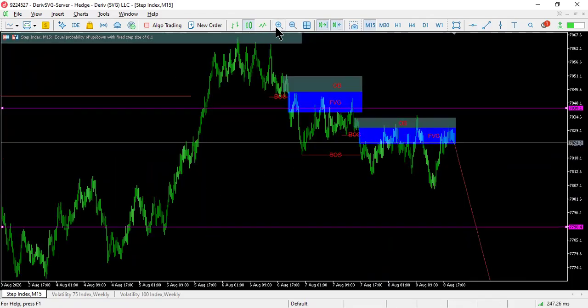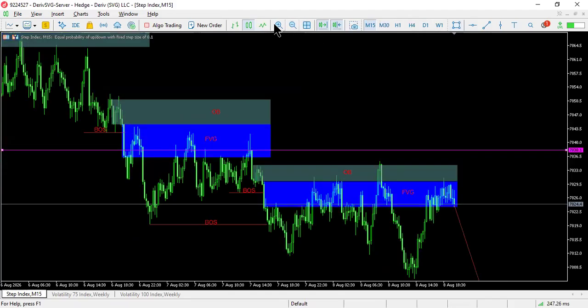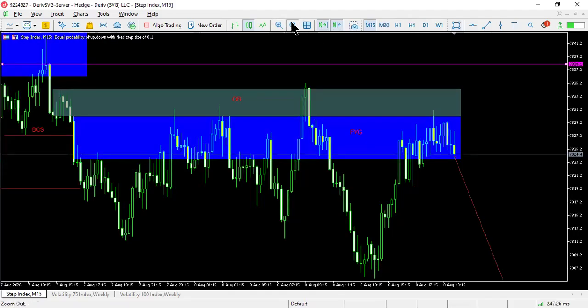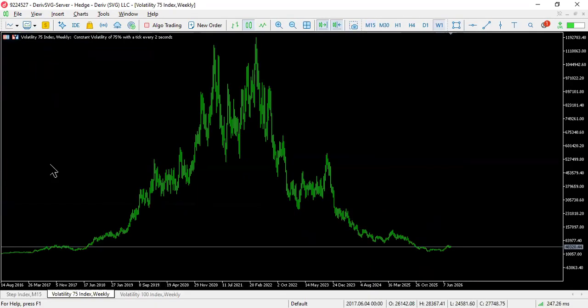So that's pretty much it on step index. I'm going to currently place this trade. I'm going to use my phone. Now heading over to volatility 75.